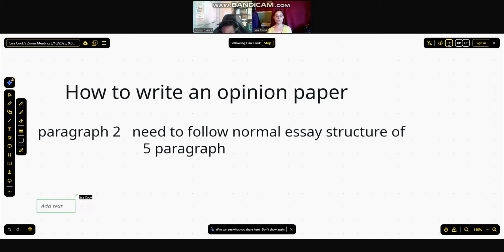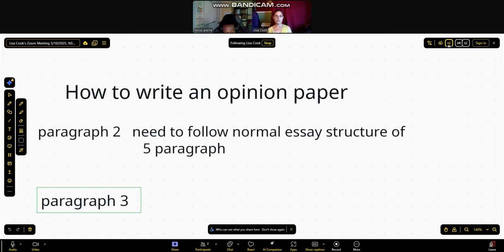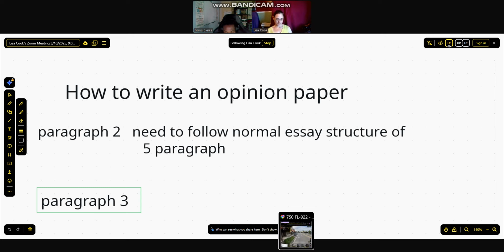What else could we write about? Now what something else you could write about? What would be good for paragraph 3? What do you think? What do you think, my friend? What do you think? What's needed? What's needed? Use what?